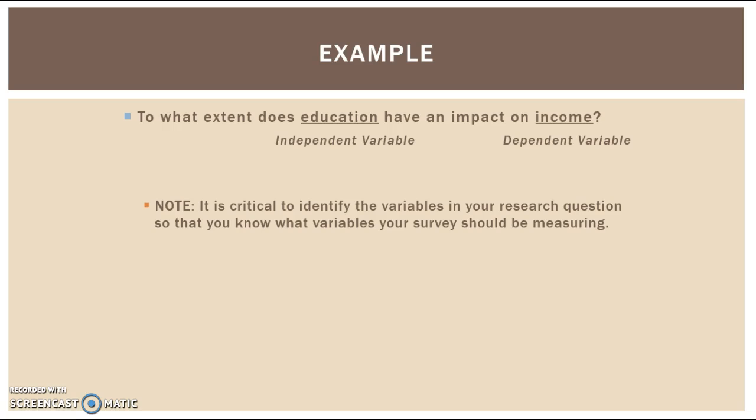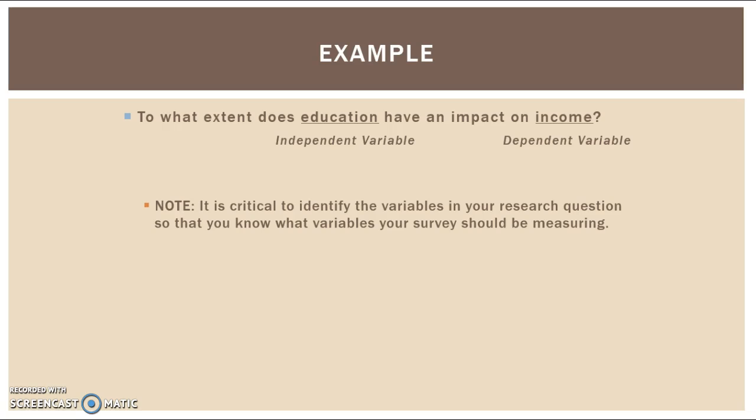And then the next question we have to ask ourselves is, what is the relationship between those two variables? So which one is doing the influencing and which one is being influenced? In this particular example, what we can see is that we're looking at, does education influence income? So for that reason, education is your independent variable and income is your dependent variable, because we're looking at whether income is dependent on education.